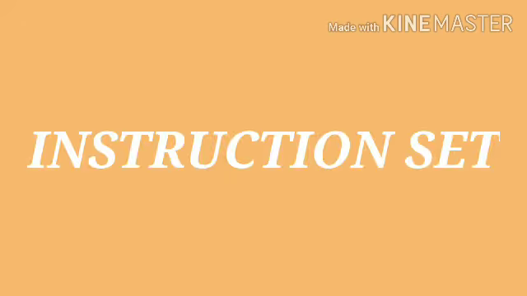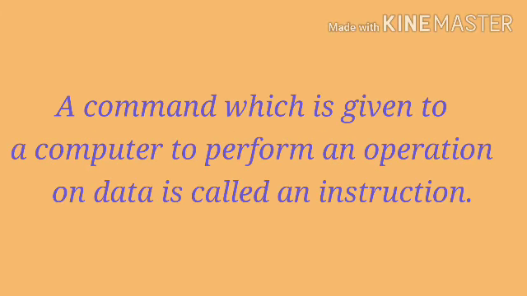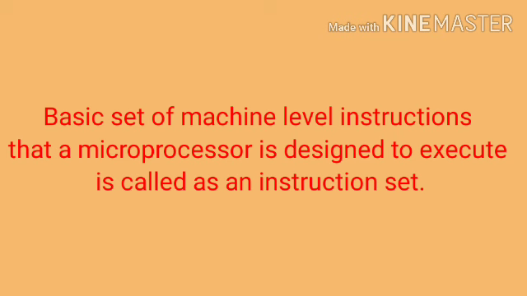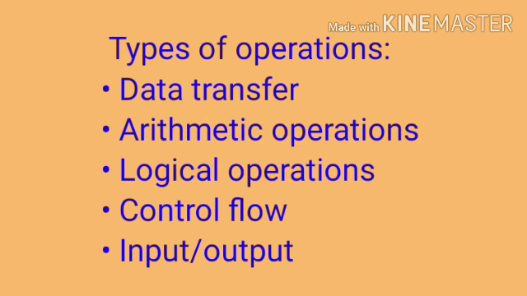Next one is instruction set. First, what do you mean by instruction? It is a command. That is, we give an instruction to the computer to perform some operation. A set of machine level instructions that a processor is designed to execute is named the instruction set. And the instruction set carries out some operations. What are they? Data transfer, arithmetic and logical operations, flow of control and input and output operations.